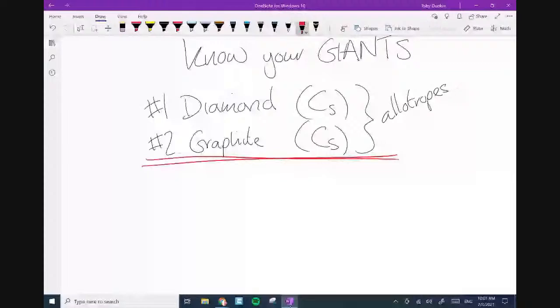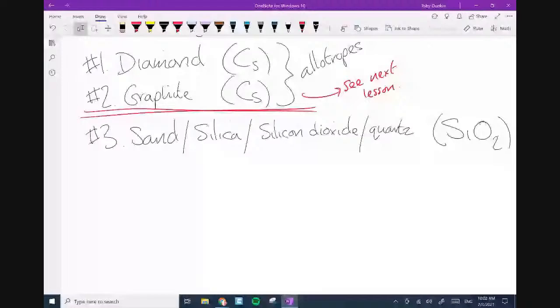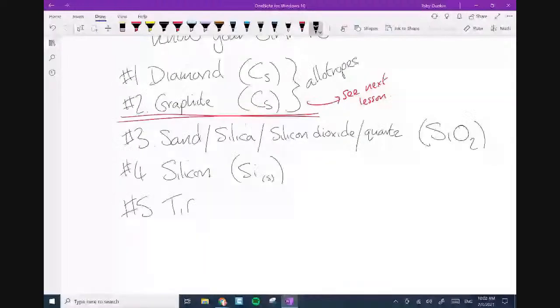Number four is silicon, as an element, Si. It's in the same group as carbon, group 4. It has exactly the same structure as diamond, and it'll be interesting to compare those two. And then number 5 is titanium dioxide, TiO2. I'll write down the name: titanium dioxide, TiO2.